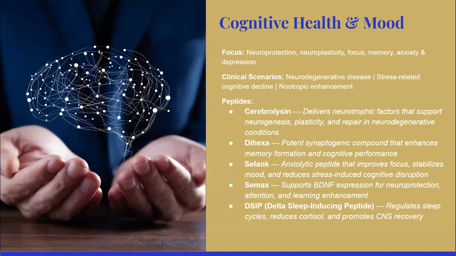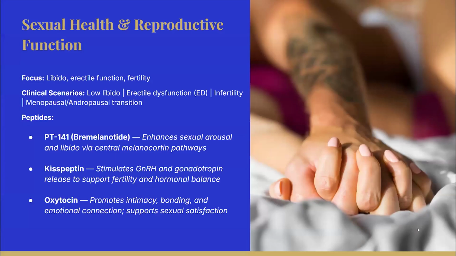And DSIP, delta sleep inducing peptide, is going to help to regulate sleep and is going to reduce cortisol and promote central nervous system recovery. Sexual health and reproductive function. It's really amazing. It's only a few molecules, but the way that you can use these molecules for men and women, it's actually really phenomenal.